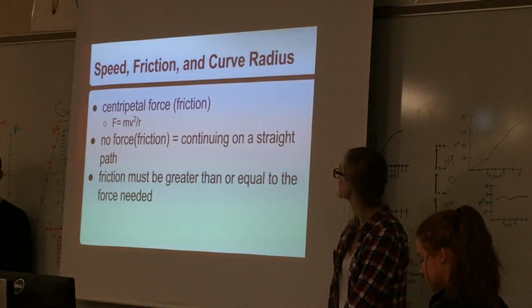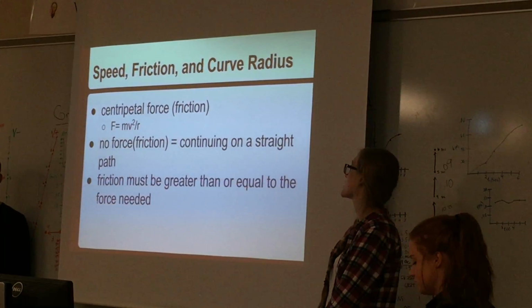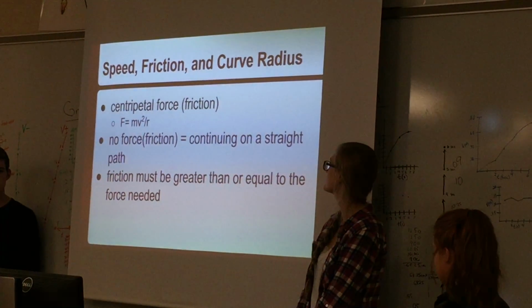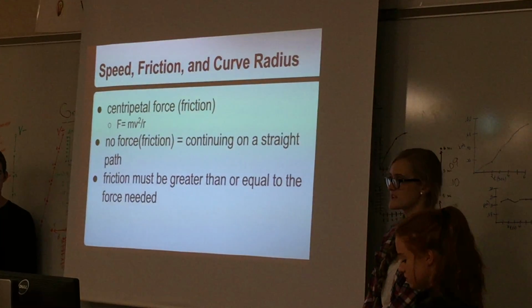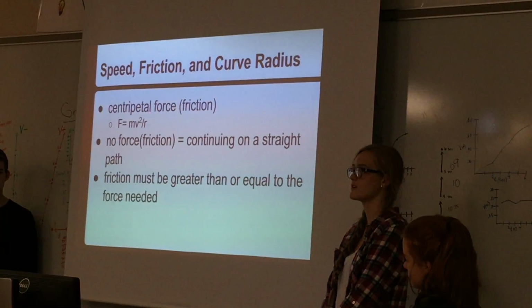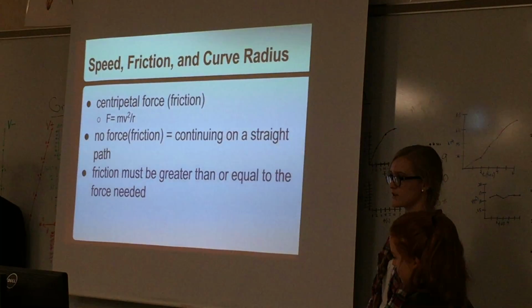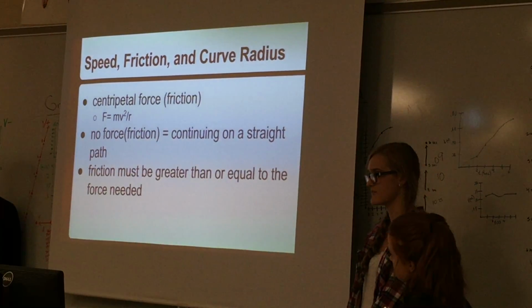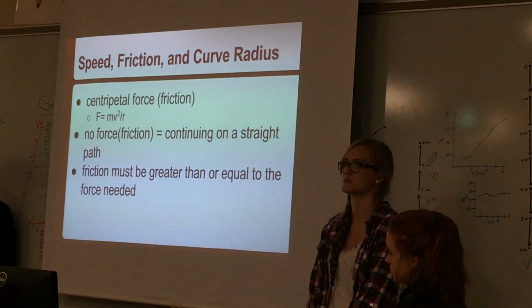When going around turns, the force that keeps you on the road is friction, and the force needed is called centripetal force. The equation for finding that is the mass of the car multiplied by the velocity squared divided by the radius of the curve. So when there's no force or friction, the car will continue on a straight path, and the friction must be greater than or equal to the force needed.